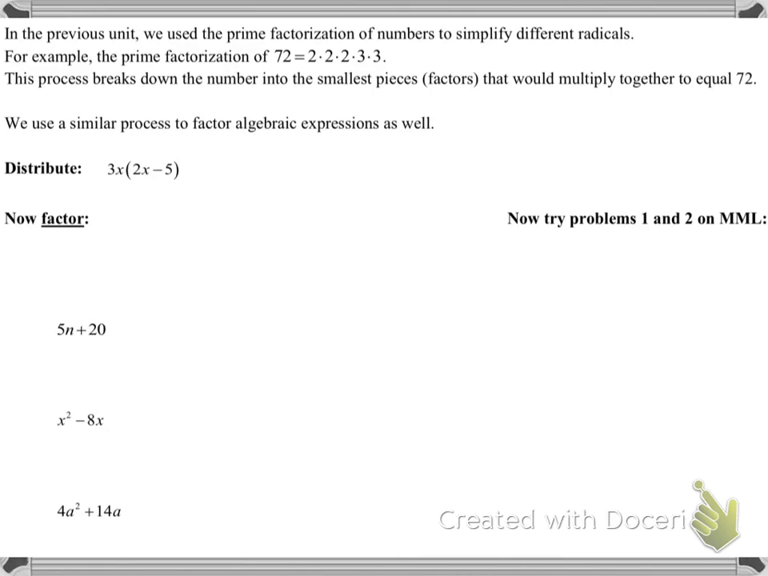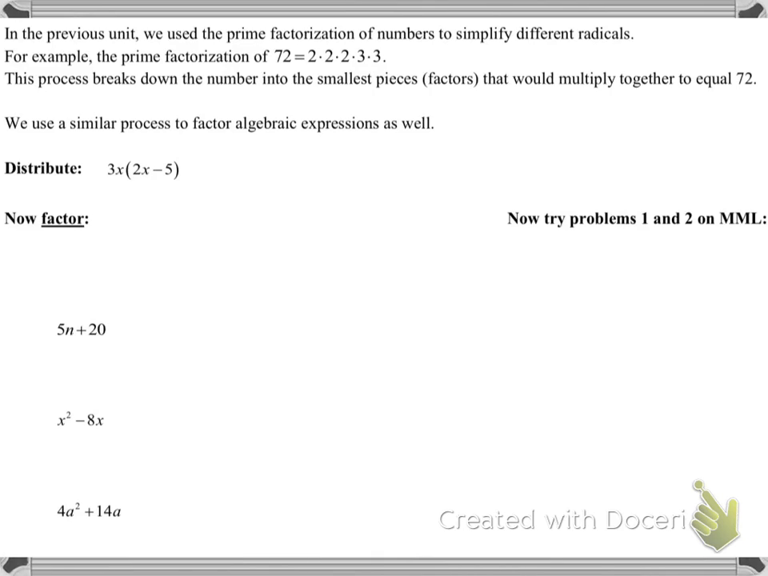In the previous unit, when we were using prime factorization of numbers to simplify different radicals, we were basically breaking down a number into its smallest possible pieces. The example up at the top says we can take the number 72 and break it down into 2 times 2 times 2 times 3 times 3, and that is the prime factorization of 72. So we can take a bigger number, a composite number, and break it down into its smallest possible pieces. We can use a similar process to factor actual algebraic expressions that have variables in them as well.